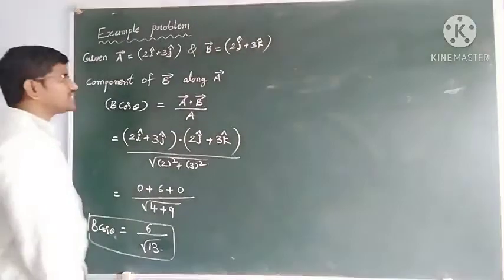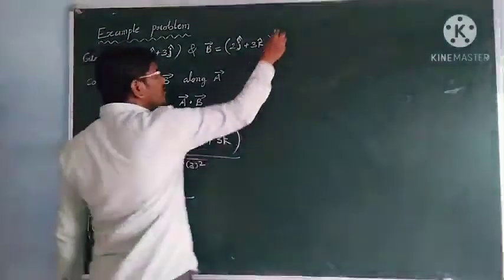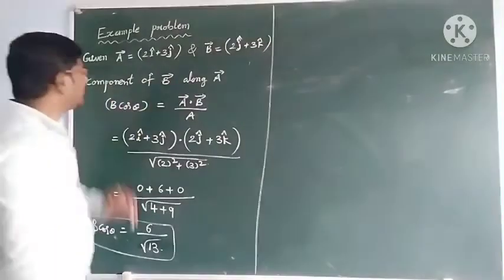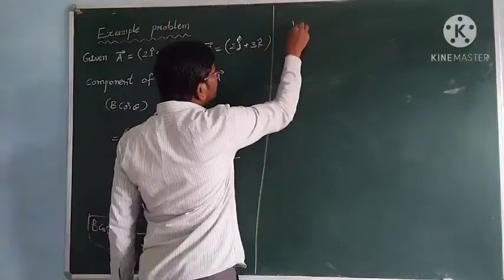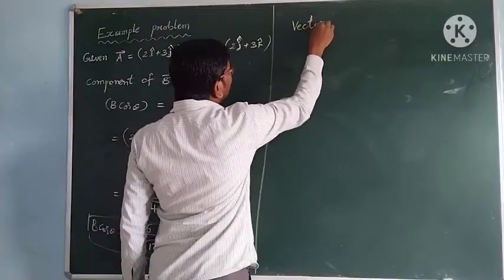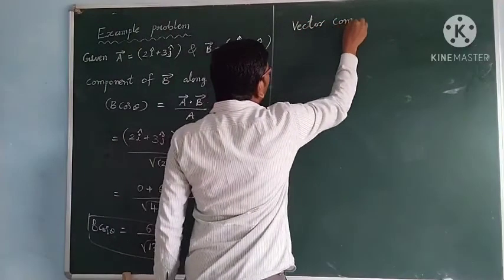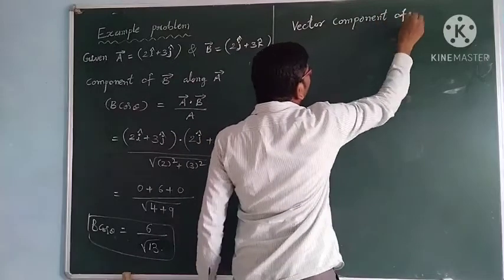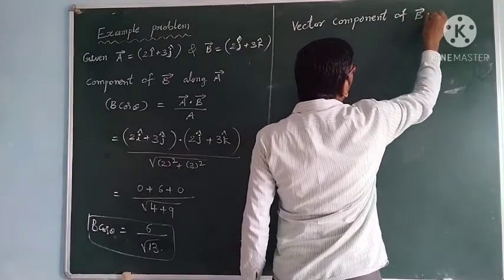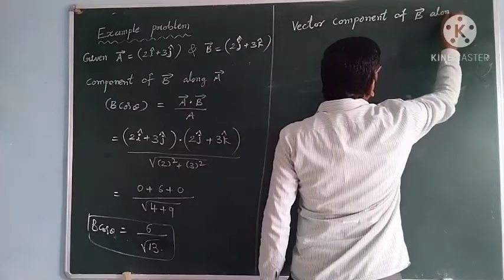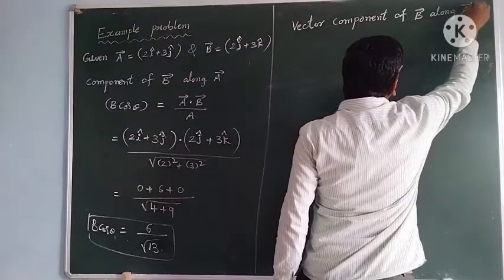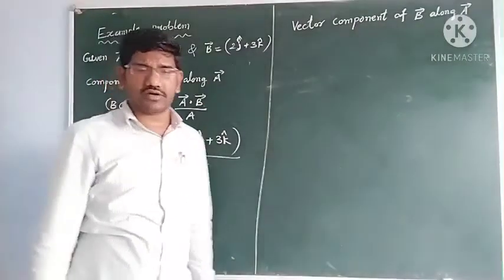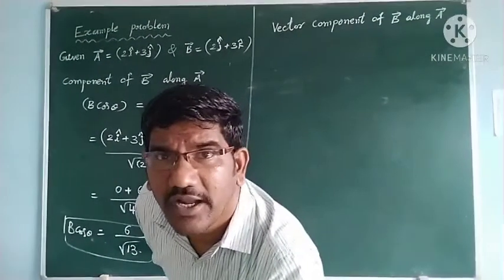Now next one you check it students. So next one, what am I checking? Component of b bar we are checking. Now vector component I want to check. So vector component of b bar along a bar, this value I want to check.